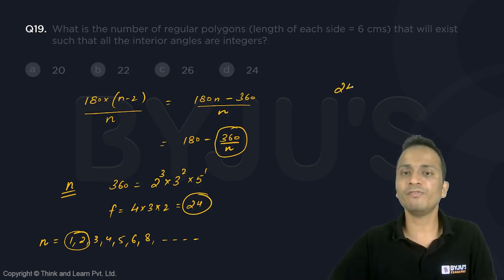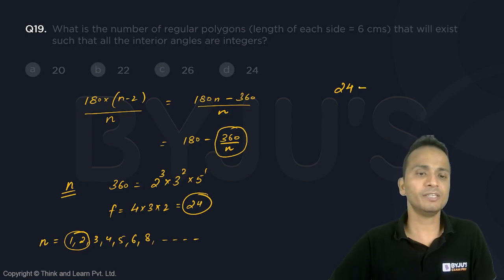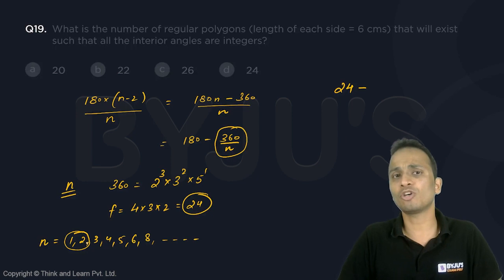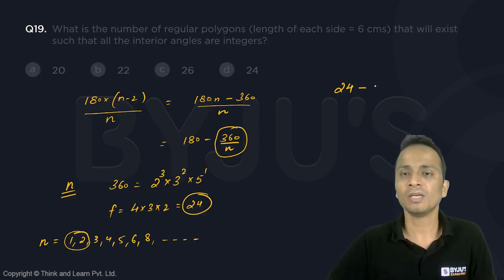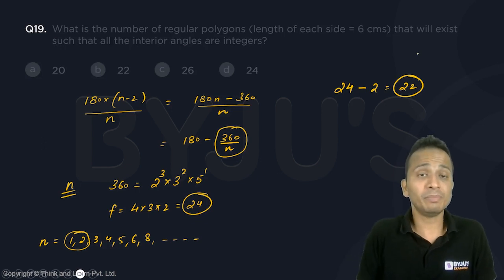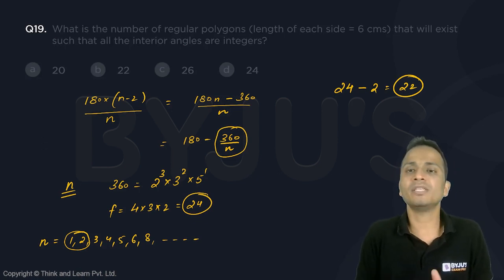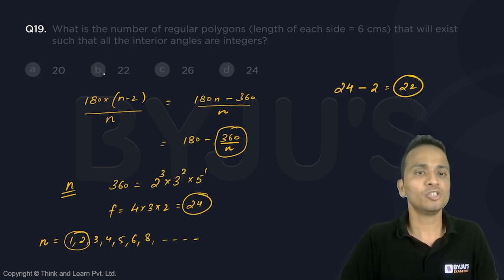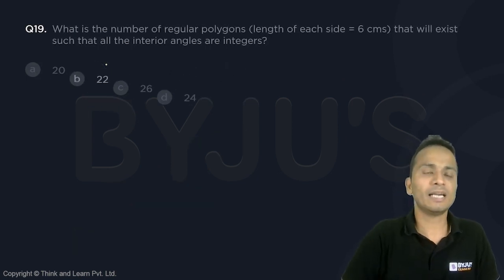So out of 24 values of n that I've calculated, 1 and 2 cannot be the values of n. These cannot be the number of sides of a regular polygon. So I'll subtract 2. So the number will be 22. So there can be 22 regular polygons that can exist such that all the interior angles are integers. So the correct answer will be option B, that is 22.